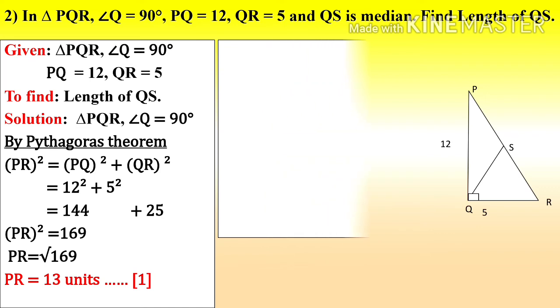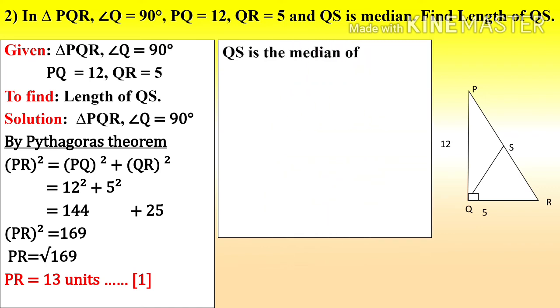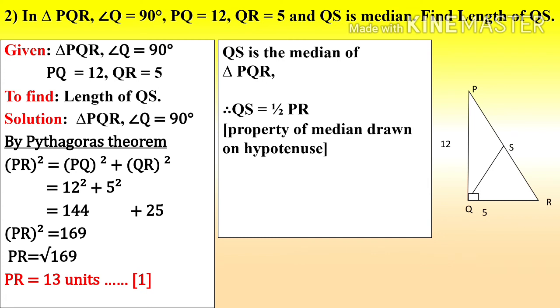As we know, student, QS is the median of the triangle, and in triangle PQR, QS is half of PR. Property of the median drawn on the hypotenuse: the median is half of the hypotenuse. Therefore, QS is equal to half of 13. PR value is what we got? 13. Half of 13 is 6.5. So here we get how much answer? QS is 6.5 units.